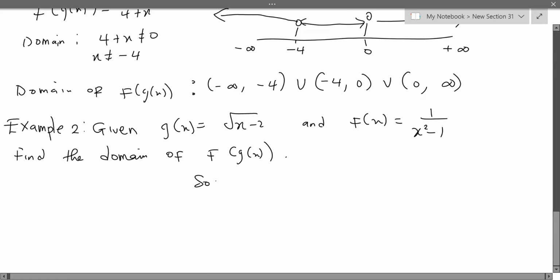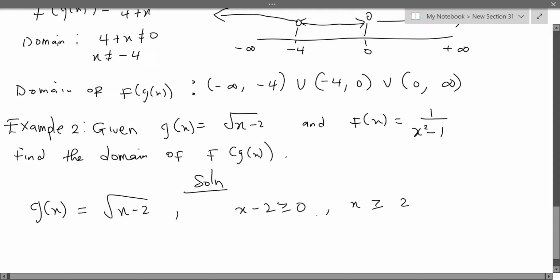Now let's solve it. So just like we did before, we are looking for the domain of f of g of x. So you need to find the domain of g first. So the domain of g is just, this is a square root function. In a square root we shouldn't get a negative number. Meaning that my x minus 2 must be greater than or equal to 0. So these are like positive numbers. Although 0 is not a positive number, 0 can be inside your square root. So from here x must be greater than or equal to 2.